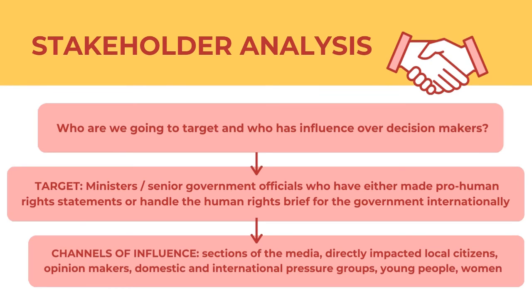In this case, we know that if we want to push criminal investigations, we need to direct our campaigning and lobbying initiatives at the government. In this case, we need decision makers. So in our case, this includes those ministers or senior government officials who are responsible for implementing women's rights. But it also may extend to those within the government who have either made pro-human rights statements or handled the human rights brief. In terms of our channels of influence, these are people that we need to approach to put pressure on our targets.